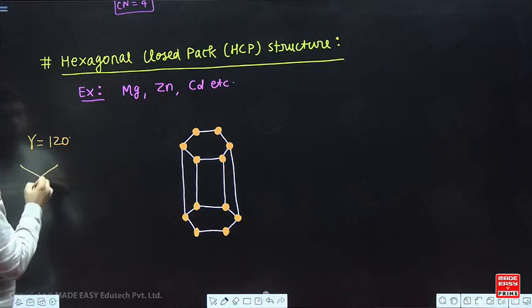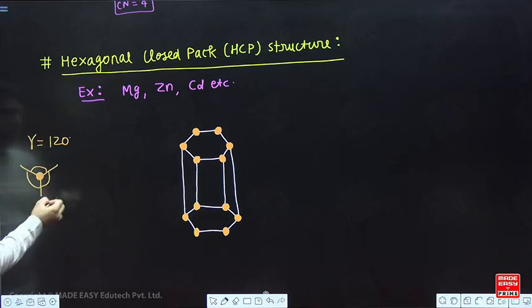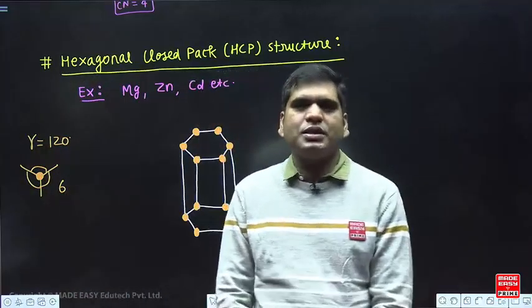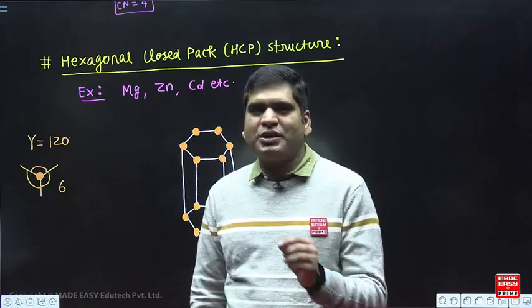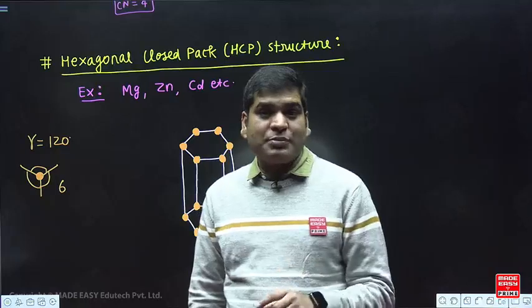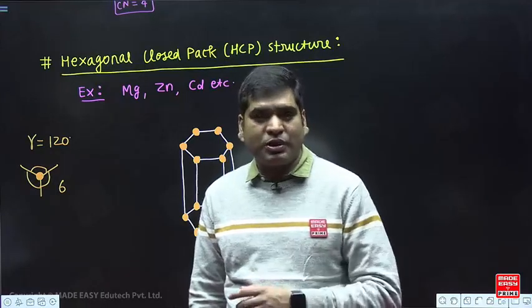If there is a 120 degree angle, then any corner atom can contribute in 1, 2, 3 cells from the front and 3 from the back. So it will be contributing in only 6 cells. So its contribution in a particular cell cannot be greater than 1 by 6. So its contribution is 1 by 6. Whereas in case of cube it was able to participate in 8 cells. That's why the contribution is 1 by 8.